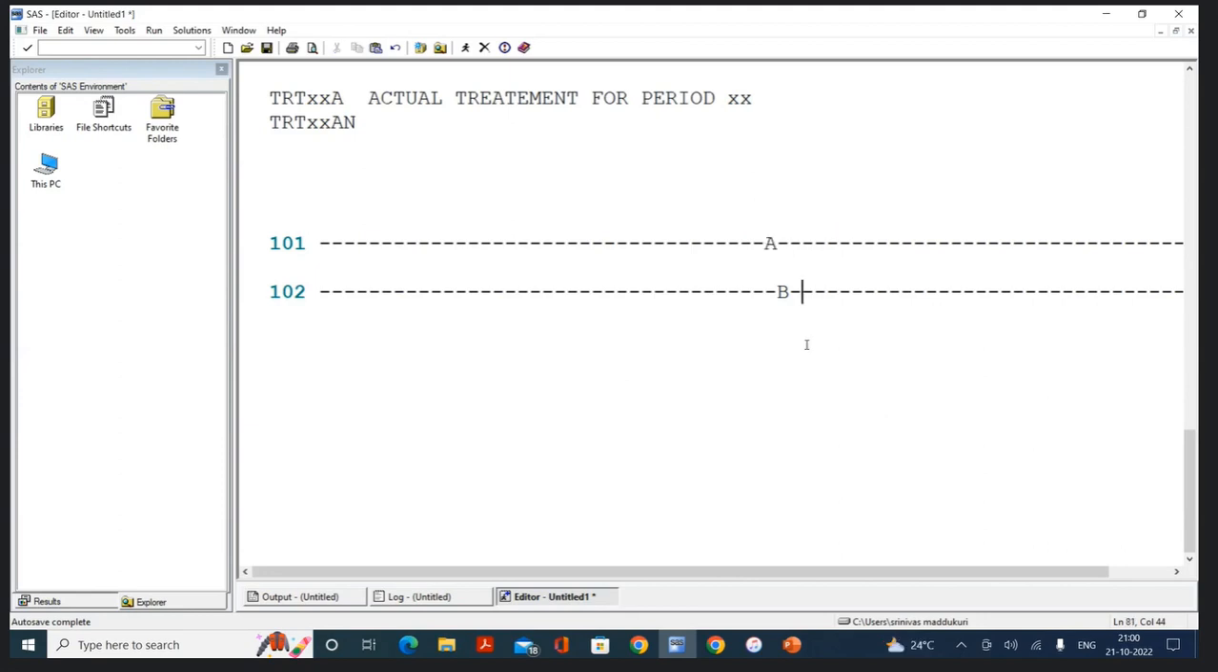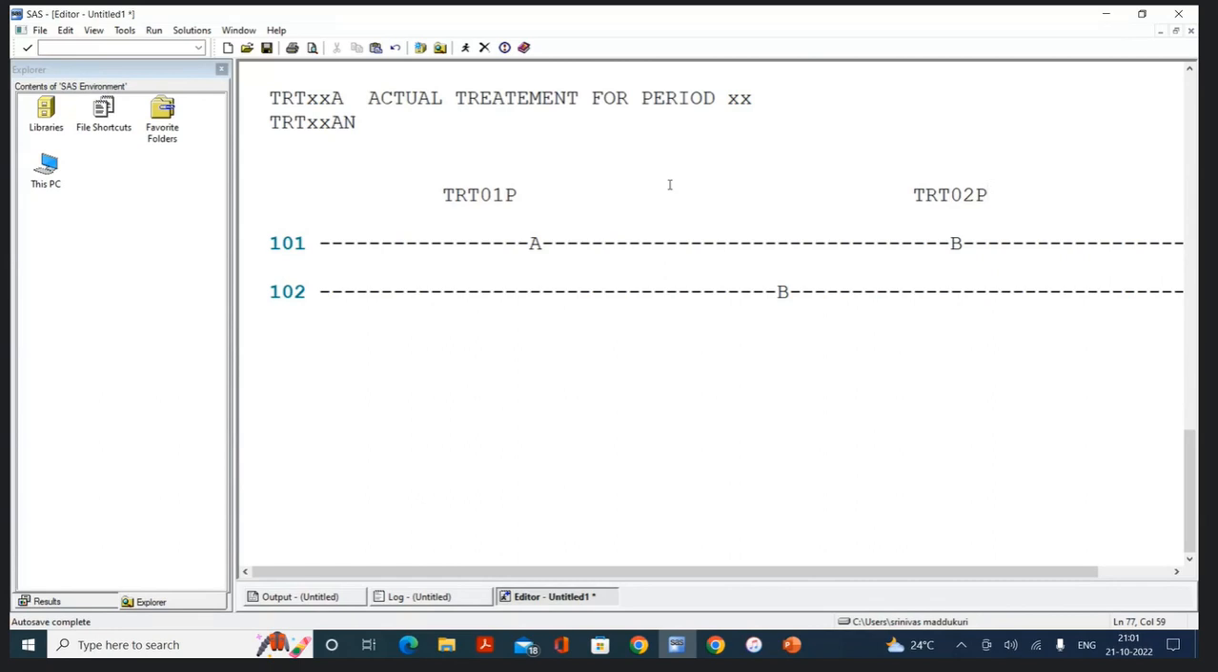In crossover studies, we are going to have a confusion. First, I'm going to give treatment A, and after some time, treatment B. Then how many treatments do we have here? 2 treatments. Now we should create 2 variables. We are going to create PRT01 planned treatment, and then PRT02 planned. This is what I want to give.